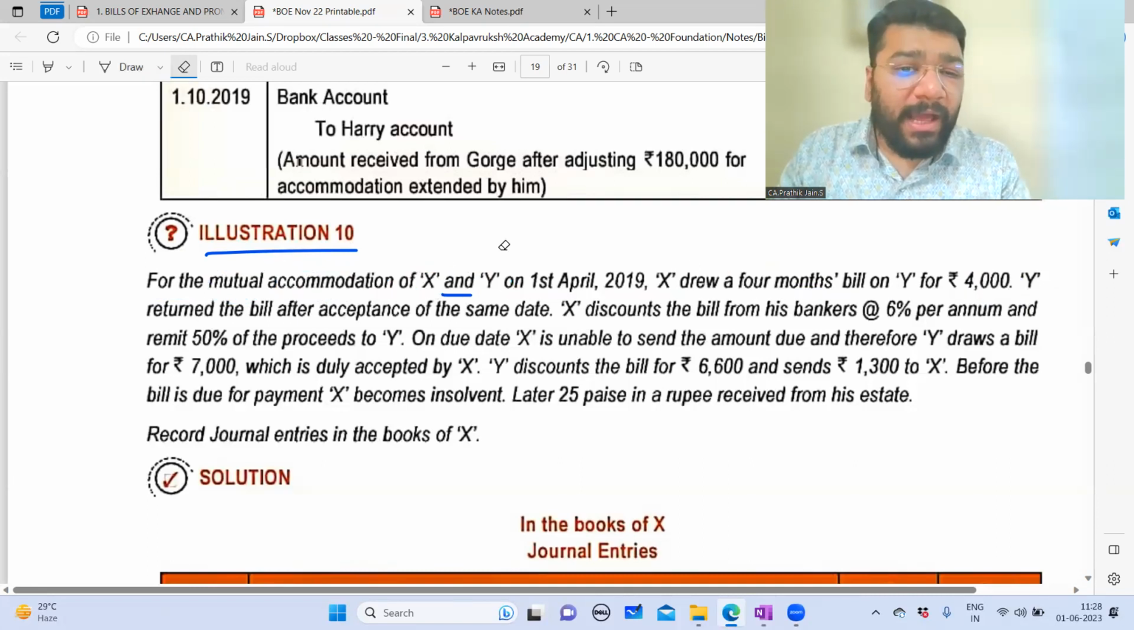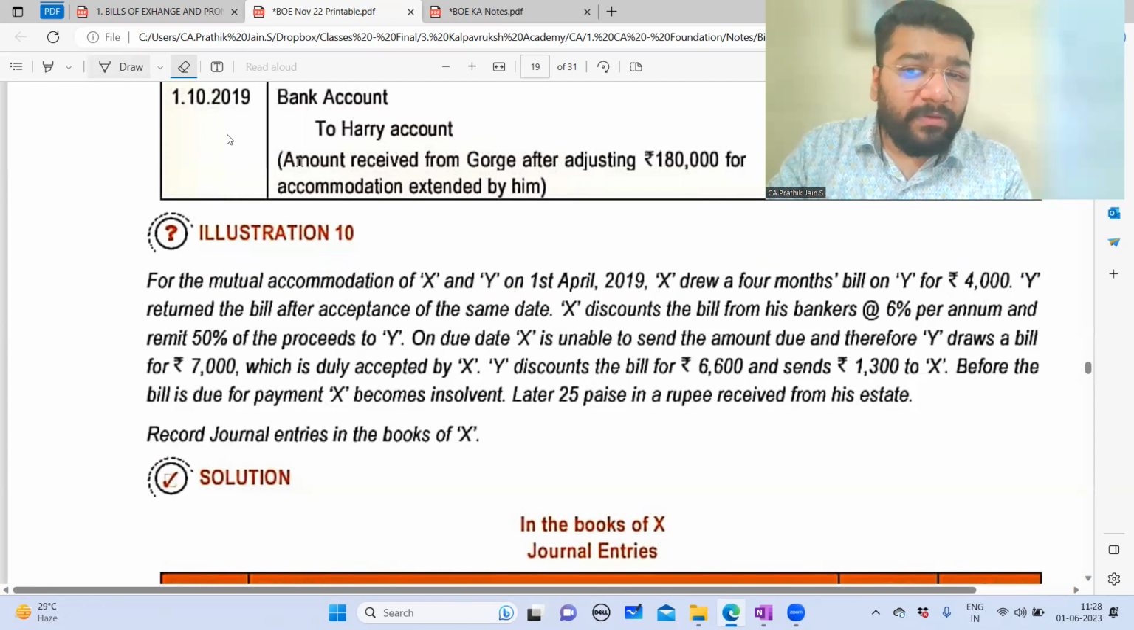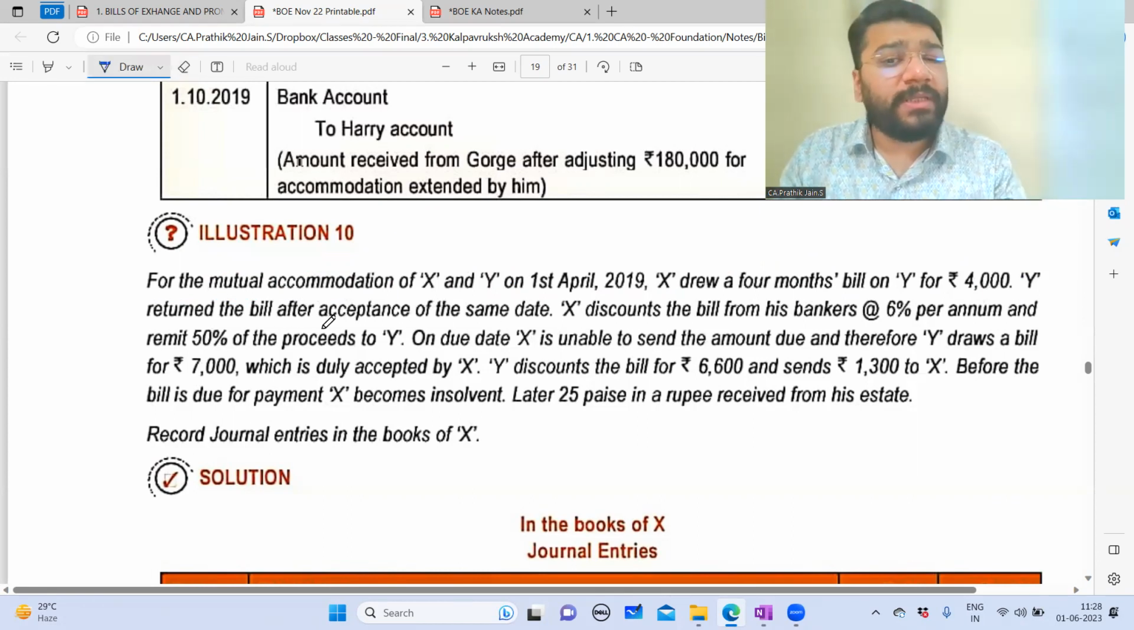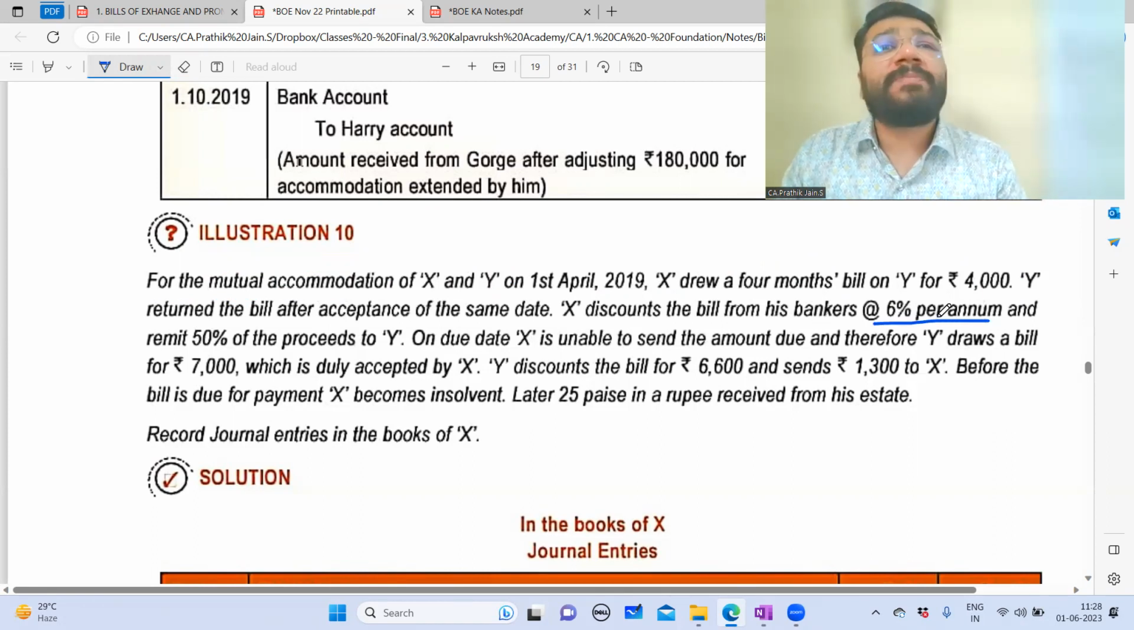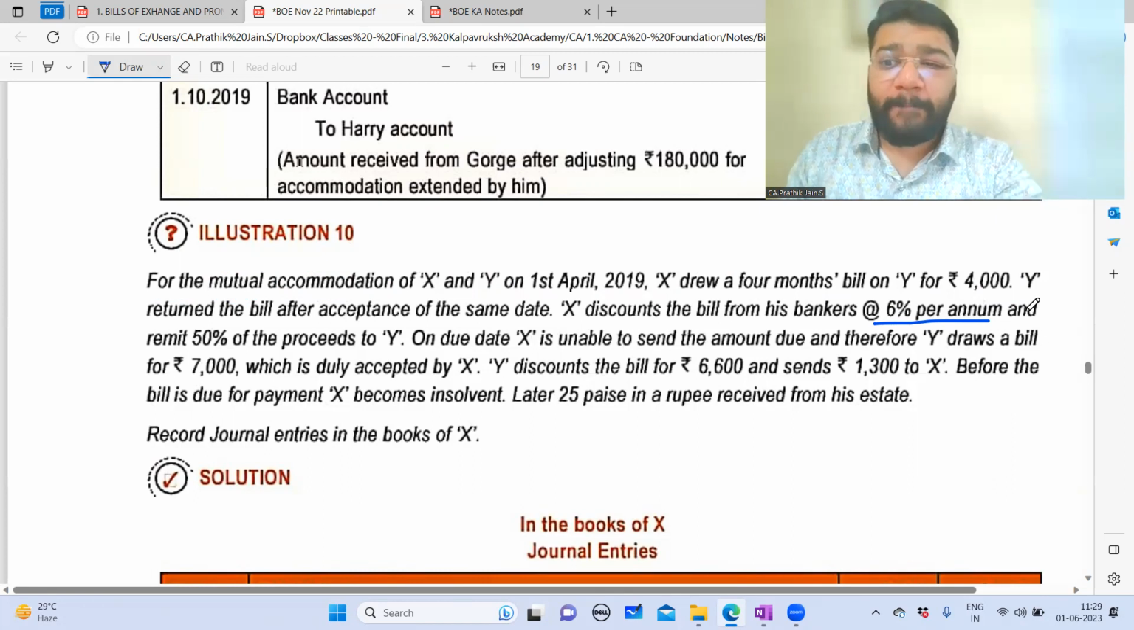Y returned the bill after acceptance on the same day. X discounts the bill from his banker at 6% per annum. Okay, 6% per annum is the interest, or you can say discounting charges, for how many months? 6% is for 12 months. So we have to proportionally calculate for 4 months. Very good. Online people not responding.